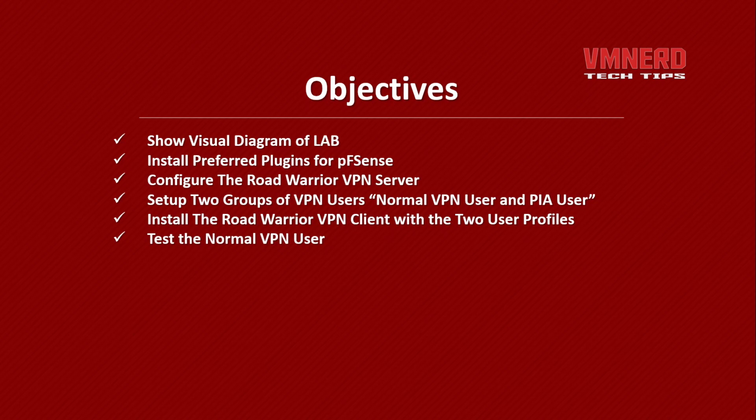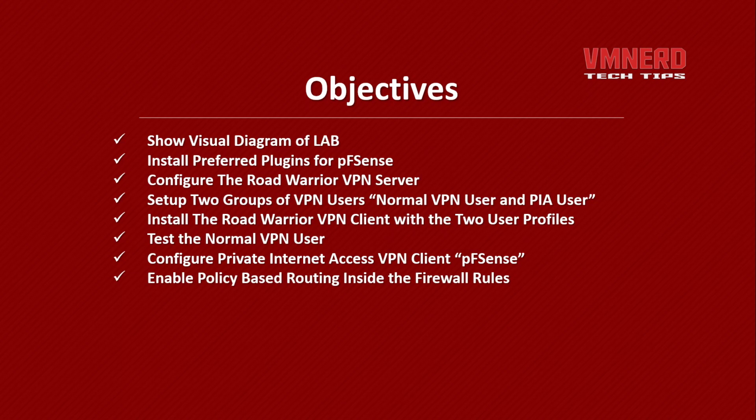We will test the normal VPN user. Next, we will configure the Private Internet Access VPN client within pfSense. We will enable policy-based routing inside the firewall rules. We will set up any required NATs so the Private Internet Access VPN will function correctly for our VPN users. And finally, we'll test the Private Internet Access user. And with that, let's get started.